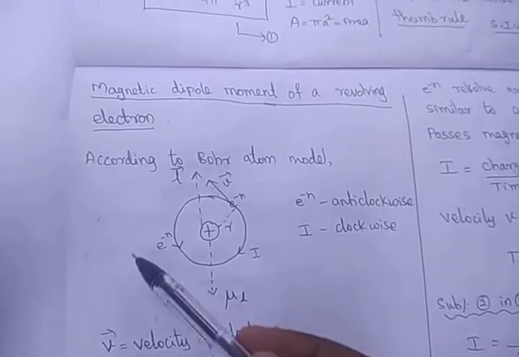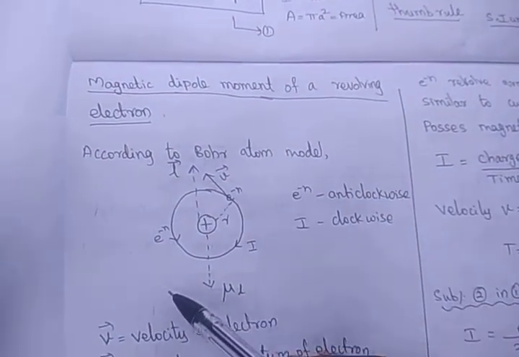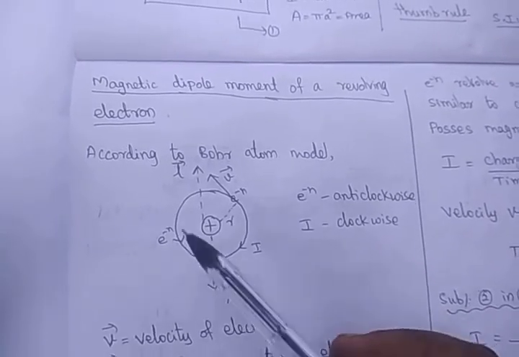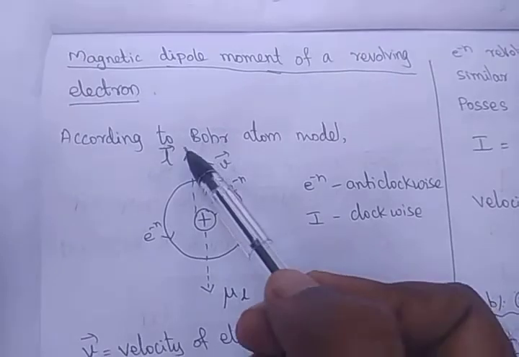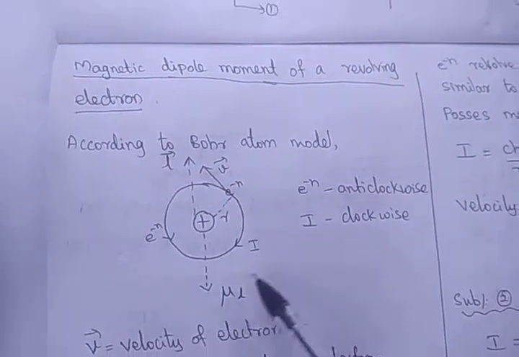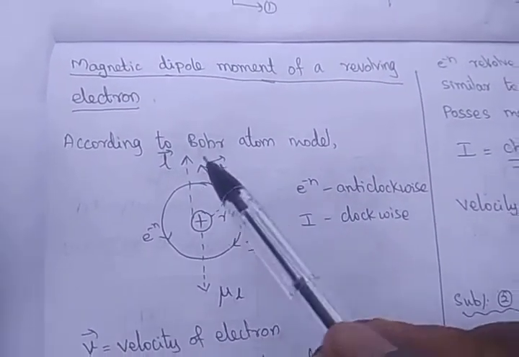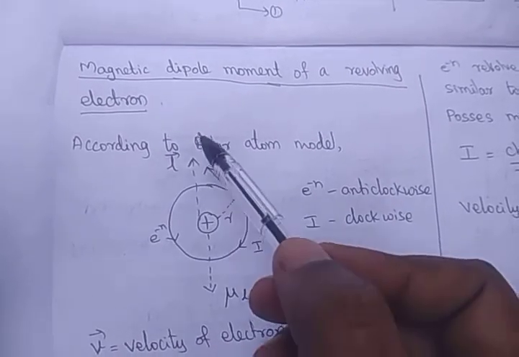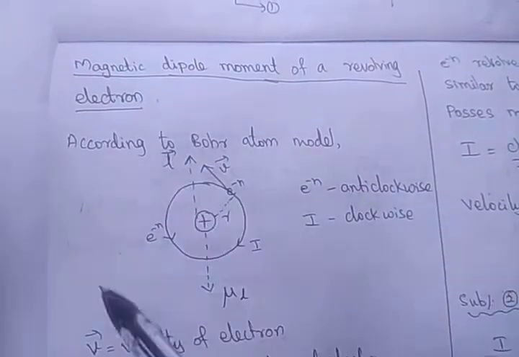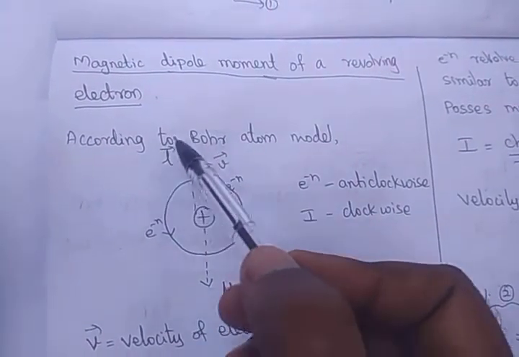The electron is flowing in this direction. The current direction will be clockwise according to the Bohr atom model. So the velocity of the electron is in this direction, and it is rotating in a circular motion. Whenever any particle is moving in a circular motion, we have an angular momentum L. So this is the angular momentum.